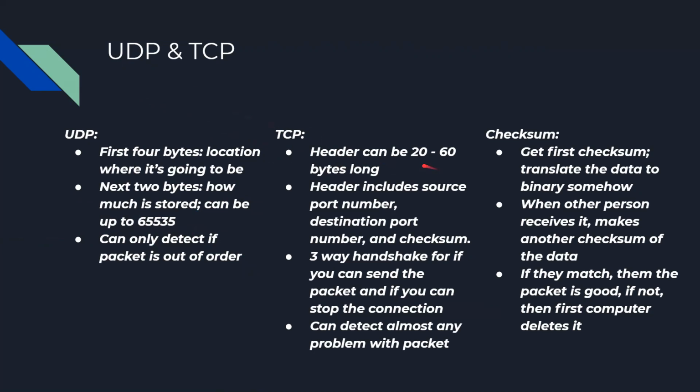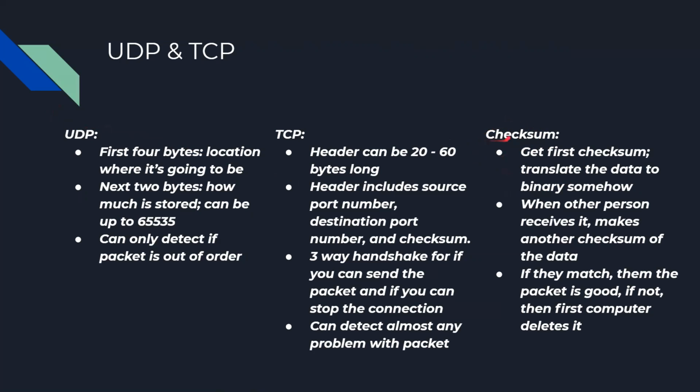TCP's header can be from 20 to 60 bytes long, so it's longer than this. The header includes the source port number, the destination port number, and the checksum. This, in English words, is where it came from. This is where it's going to, and this is what I'm going to explain later. It does a three-way handshake before you can send the packet to see if it's okay to send the packet and if you can stop the connection. It can detect almost any problem with the packet. That's why it's better than this. But the reason why sometimes we use this is it's fast. For example, Zoom uses this because it's fast, but it might be unreliable.